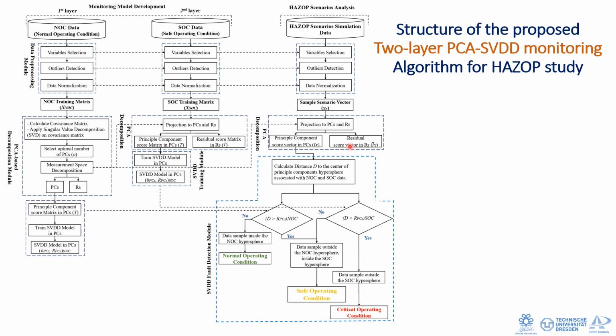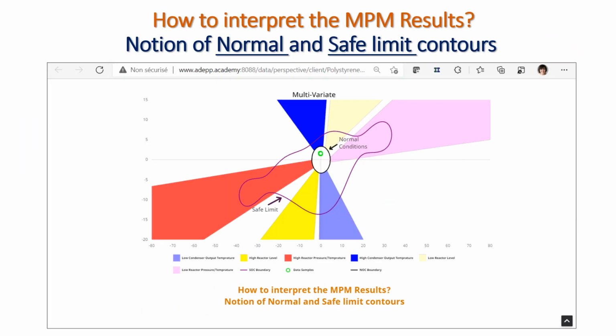In general, in this research, a combined PCA-SVDD monitoring algorithm consisting of two layers of decision boundaries is proposed. The first layer is based on normal operating conditions, and the second layer is based on a safe operating condition of the plant. Now let's see how MPM analysis is performed in the ignition platform. This figure shows the basic view of the proposed monitoring method. In this research, this analysis is performed for the second node. In this node, 4 critical variables are considered as monitoring variables.